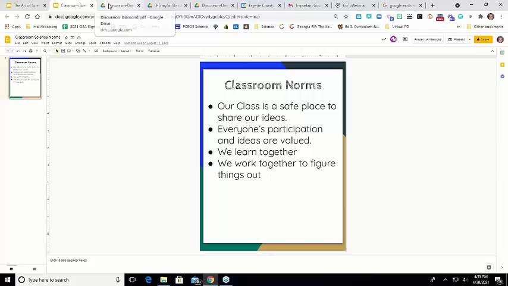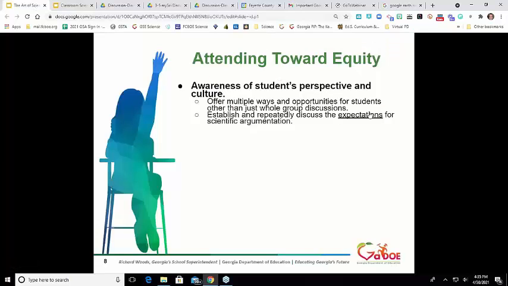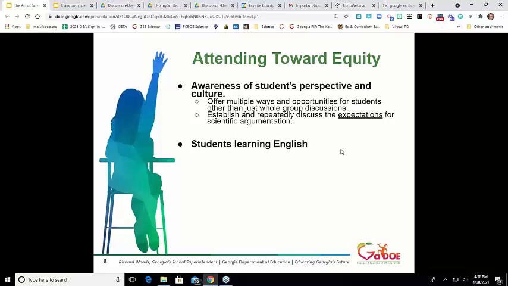So again, this will also be linked in our group. So you will have access to this example of classroom science norms for yours. You can use that or make it your own. But I like to start off with that and have my students add to that.